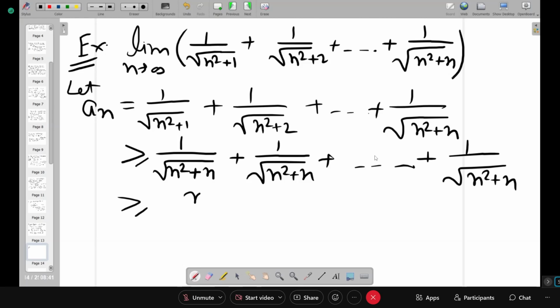Here you can write n times 1 upon n square plus n, that is n upon n square plus n. Suppose this is the xn sequence. So here we find that the sequence value is always greater than xn, and from this sequence we can also find the less than bound.